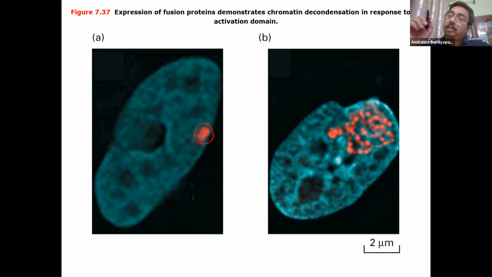Now all you do is, instead of expressing LAC-I, you express LAC-I as a fusion protein to VP16. Now, VP16 is one of the most powerful transcriptional activators known. So when you express the LAC-I VP16, then you suddenly see that this fusion protein, which can be detected by the same antibody, is now distributed in the nucleus all over the place.